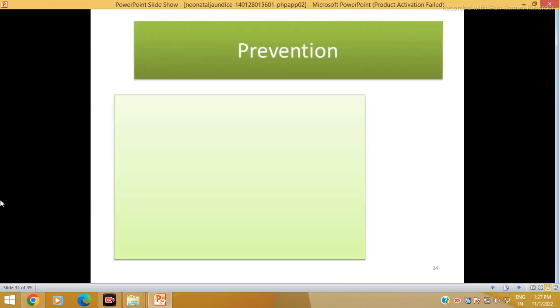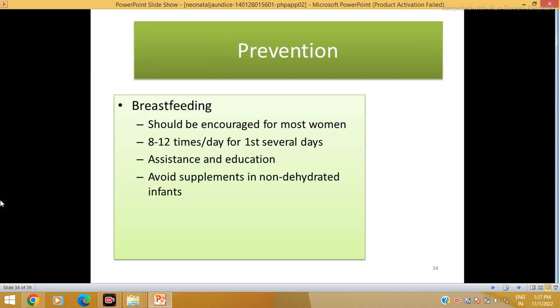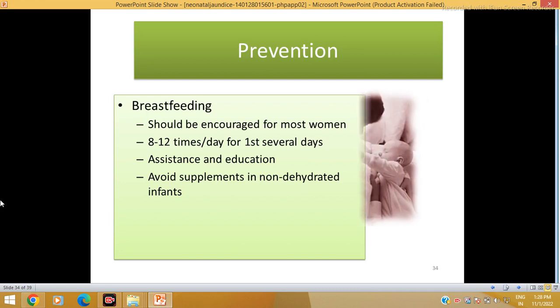The next is, what is the prevention? First one is breastfeeding. For almost all diseases, the first important thing is breastfeeding. It should be encouraged for most women 8 to 12 times per day for the first several days. Provide assistance and education to the mothers: the right technique, how frequently to feed, how to deal with the baby, how to deal with initial breastfeeding problems, and avoid supplements in non-dehydrated infants. So proper counseling to the mother for breastfeeding is very important.